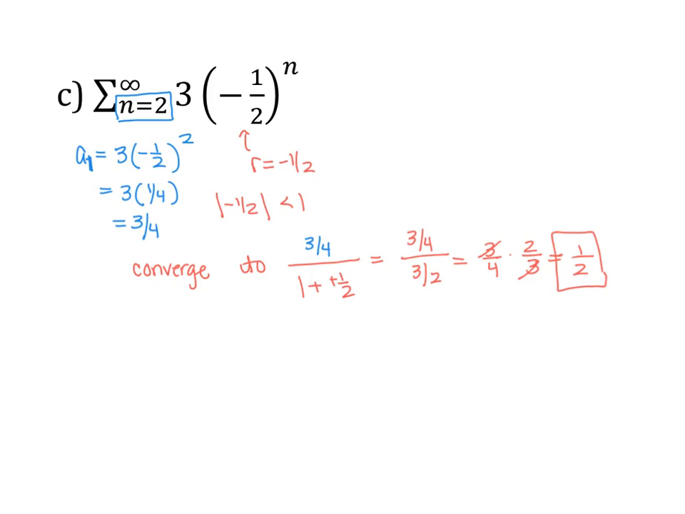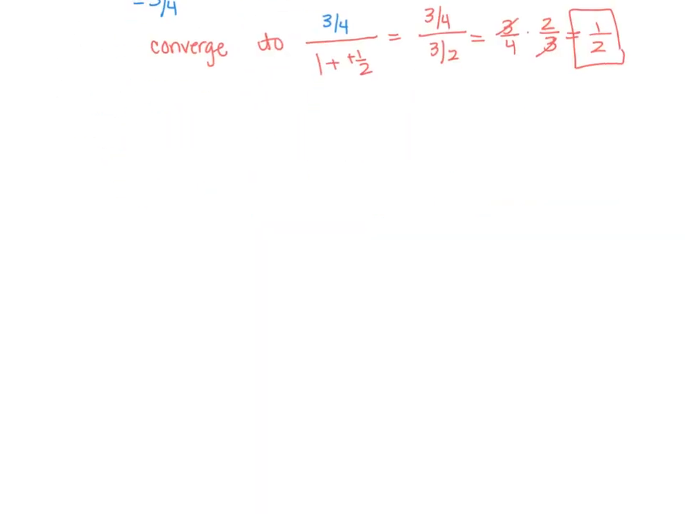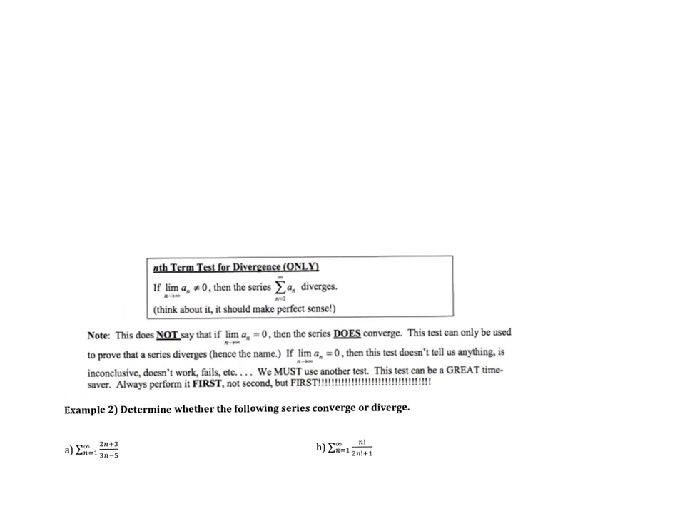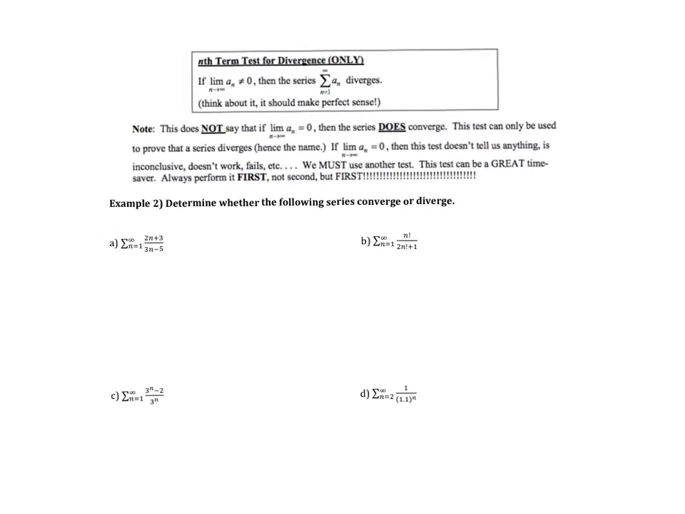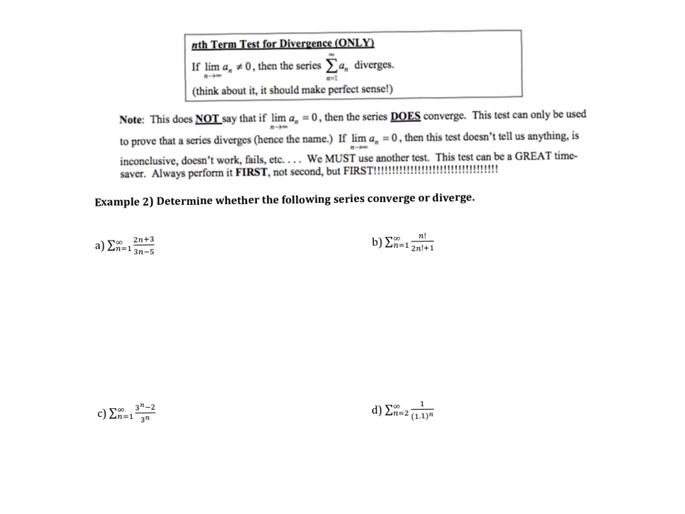So that is your review of geometric series with those 3 examples. And now we're finally going to get to the first new item on the agenda, which is the nth term test for divergence. This is the first thing that's truly new in section 9.4. So the nth term test is for divergence only. So that's important. It's the nth term test for divergence.